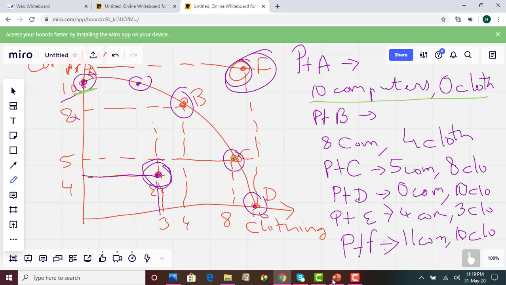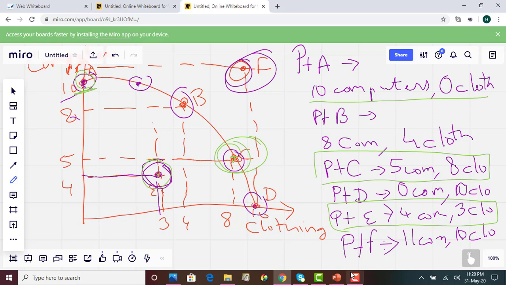Let's say the economy is operating at point C. That means at that time the economy is producing 5 computers and 8 clothings. It can operate at point E, which means the economy is producing 4 computers and 3 clothings. So basically this graph gives us the various combinations of clothing and computers, or any other two goods, that an economy can produce at any particular point of time. If the economy wants to be here, they can be here. The economy can choose to be at any point they want.